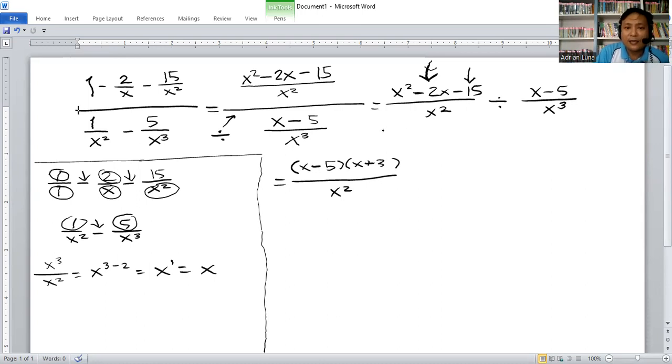O, apply na natin yung KCF. This is our dividend. We keep the dividend. We're going to change the operator from division to multiplication, and F for flip. Babalik ta rin lang yung divisor. So, yung x cubed na denominator, magiging siyang numerator. And yung x minus 5 na numerator, magiging siyang denominator. Okay. Ayan na, lumilinaw na. Notice that there are terms or factors that can be cancelled. Ayun, x minus 5.